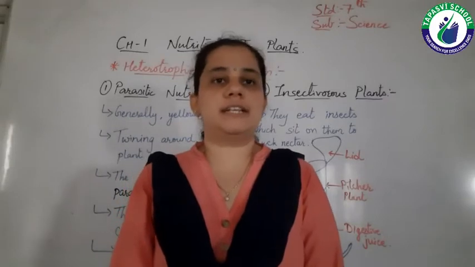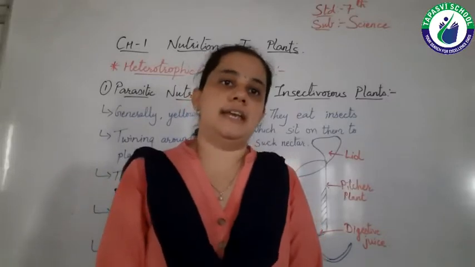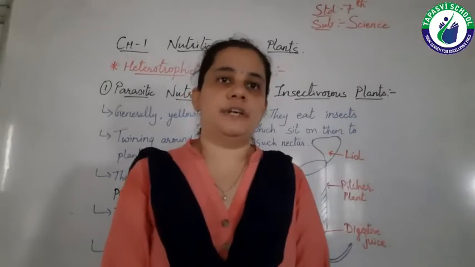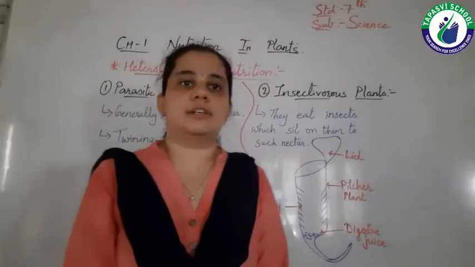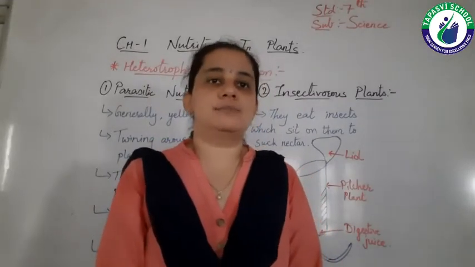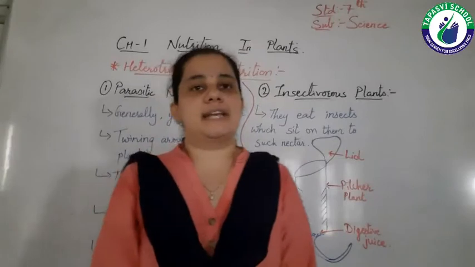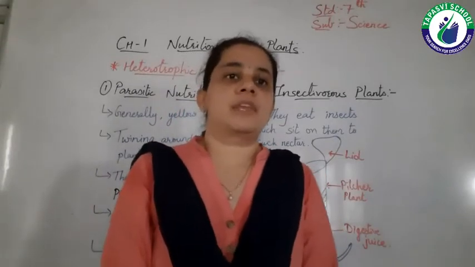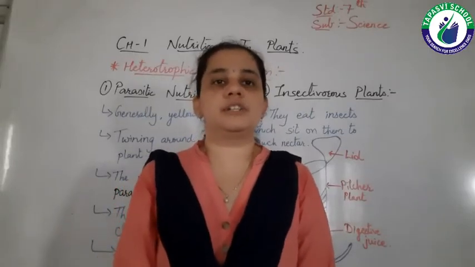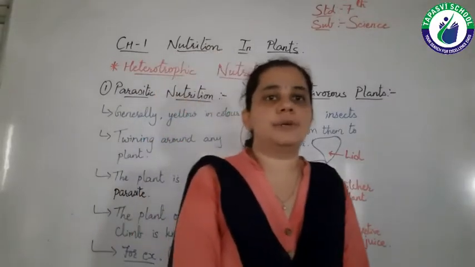This is our third lecture, and in the first and second lectures we studied autotrophic nutrition and heterotrophic nutrition. In the last lecture we studied in the end that heterotrophic nutrition is mainly divided into 4 types: parasitic nutrition, insectivorous plants, saprotrophic nutrition and symbiotic nutrition. We had also seen some examples of it.